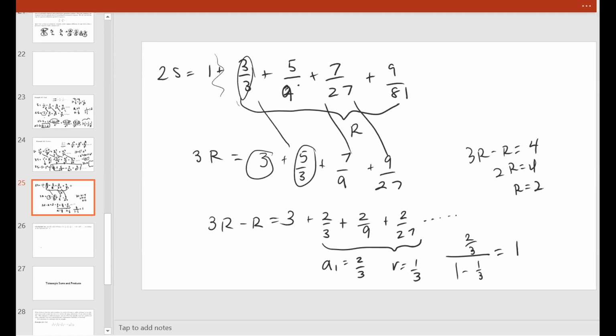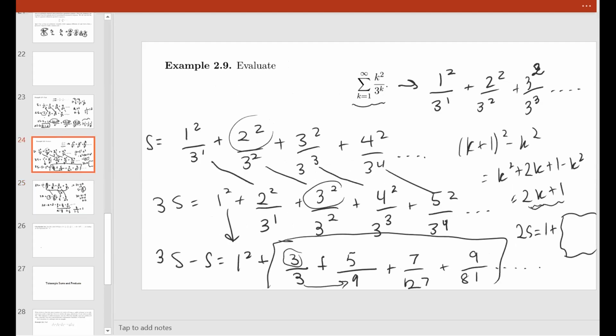And then we have from here, 2s is equal to 1 plus r. And this is 3. Hence we have our original sum is 3/2. So basically the main technique in this problem is just to multiply your sum by the common ratio of the geometric series in the denominator and then subtract those two expressions.